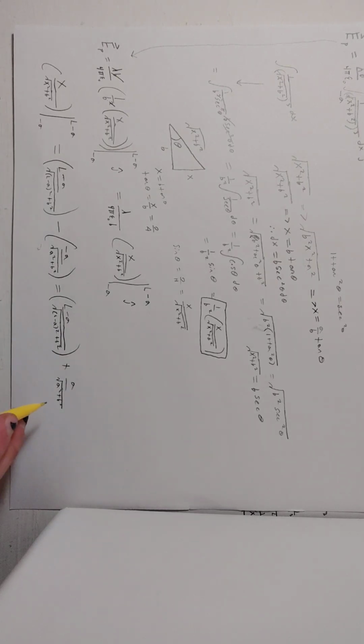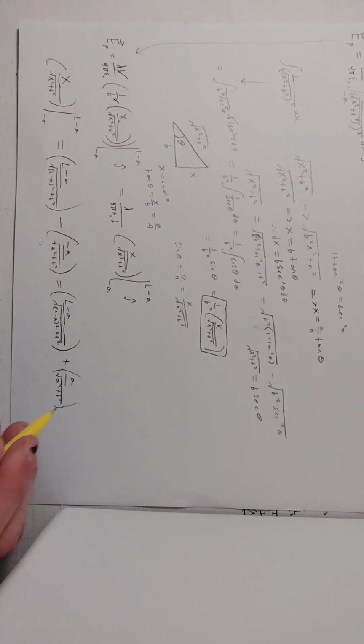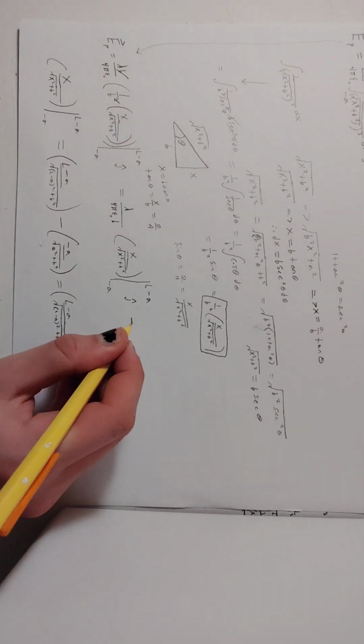There's not really anything else we can do at this point, to be honest. You can get a common denominator, but we don't need to do that. That's not necessary at all. And from here, all you need to do is simply sub this back in.